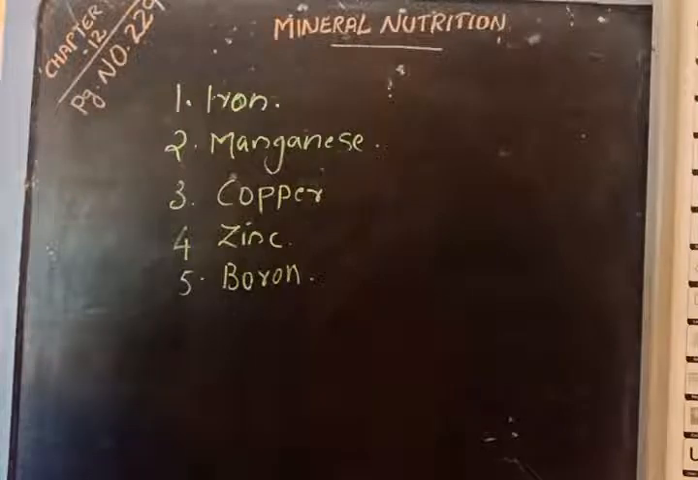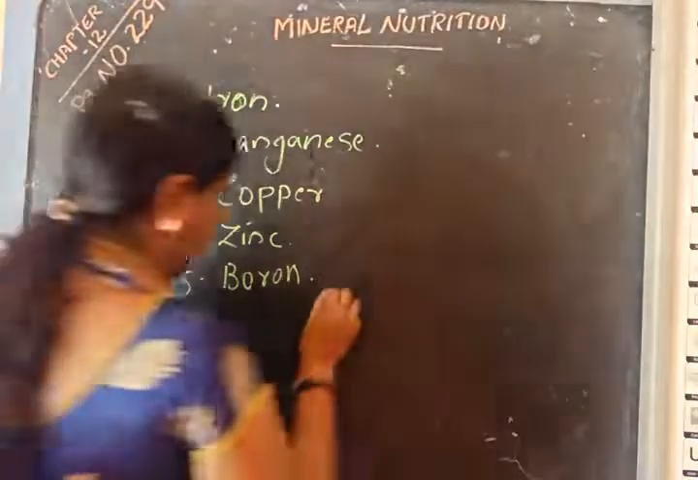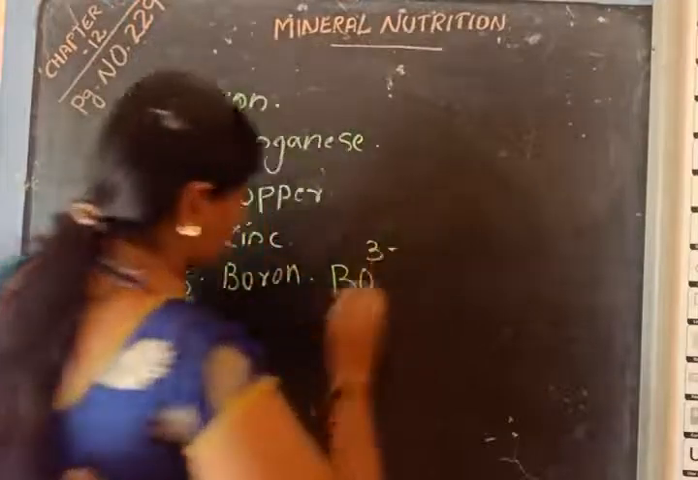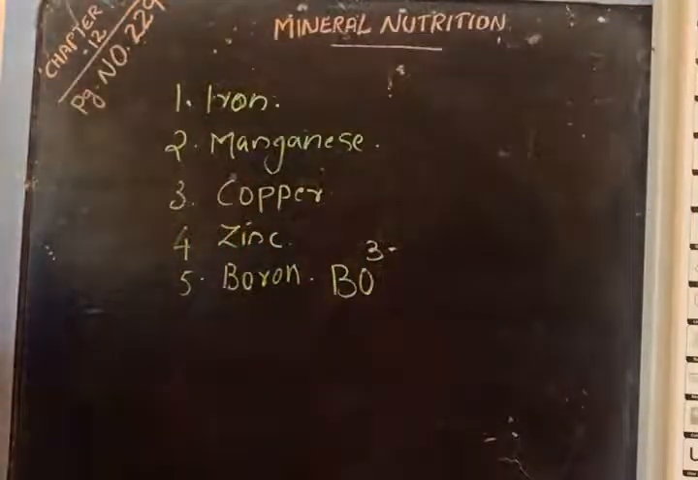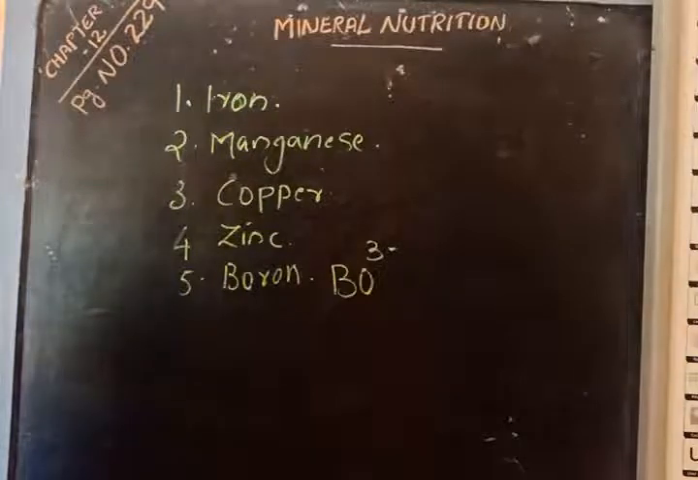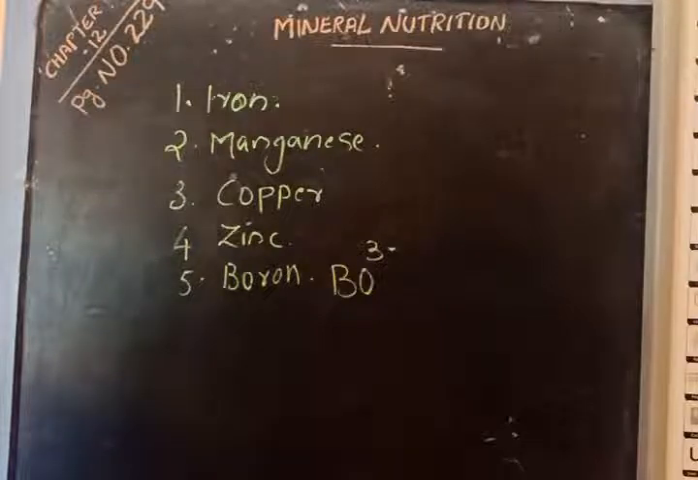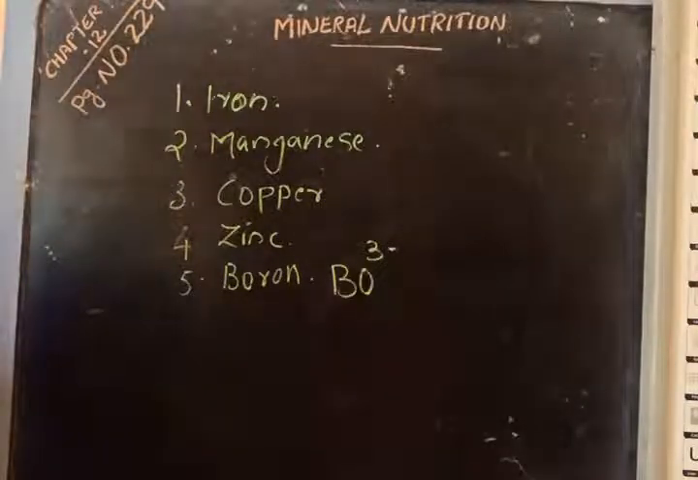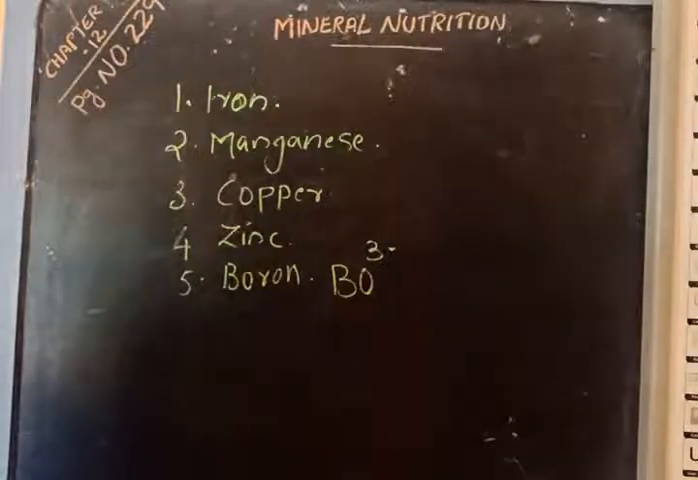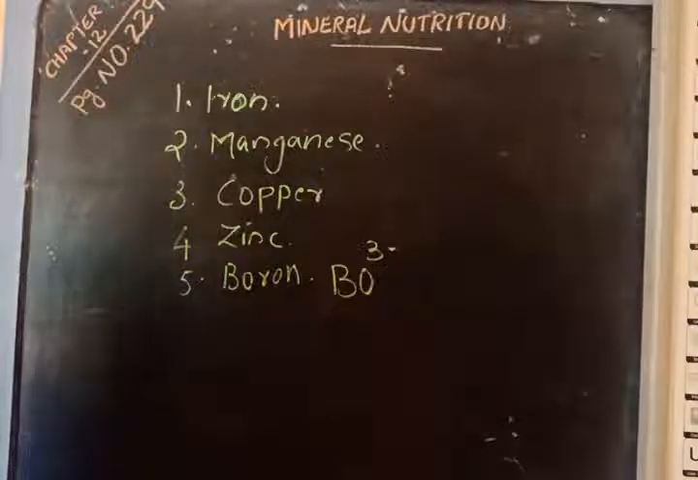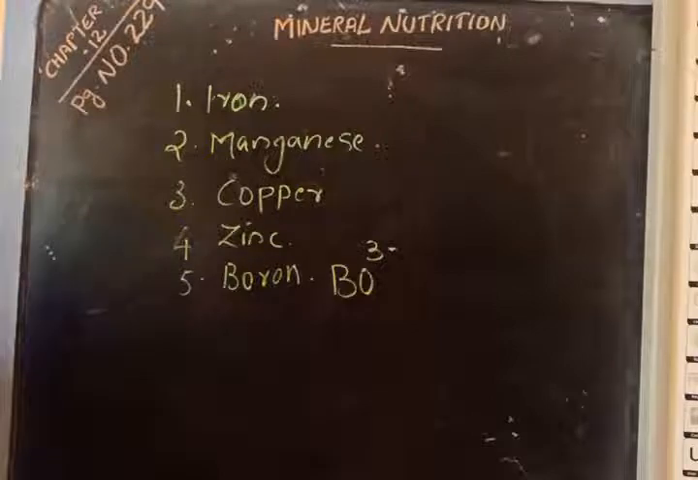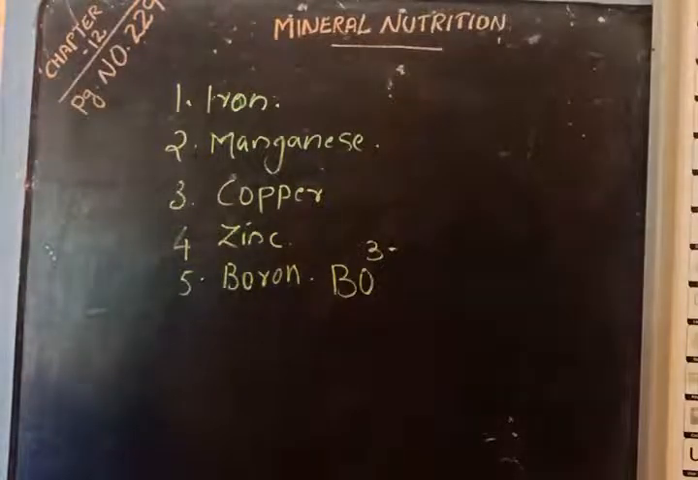Boron is absorbed in the form of borate. The plant absorbs boron in the form of borate. The deficiency symptoms of boron include death of root and shoot tips, premature fall of flowers and fruit, brown heart of beetroot, internal cork of apple and fruit cracks.